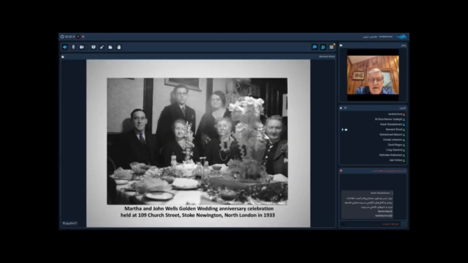Now, in order to talk about the second question, I'm going to talk about not my evolutionary history as a member of Homo sapiens, but my evolutionary history as Bernard Wood. And so here is a picture of my great-grandparents' golden wedding. And this was a picture which was taken at my father's parents' home in Stoke Newington in North London in 1933. So this is my evolutionary history, not our evolutionary history.